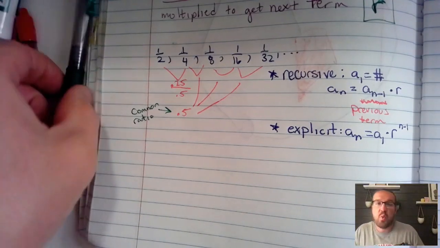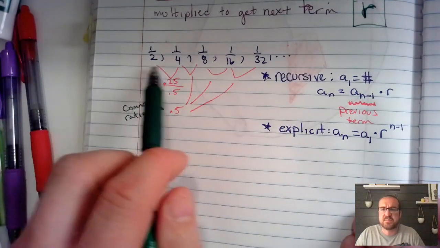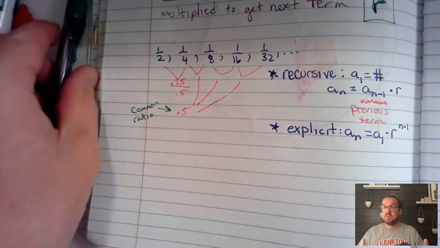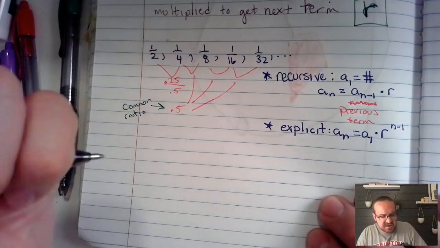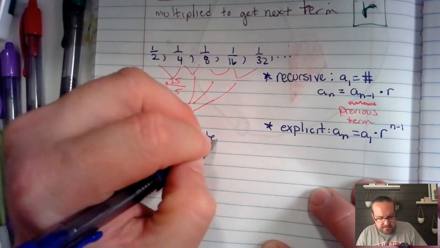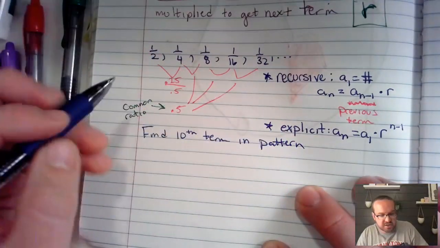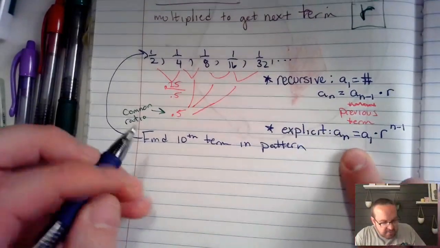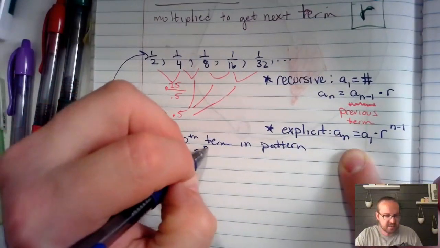Recall what we use the explicit formula for: I actually want to find a specific term in the pattern. This is going to be a very small number, but I might say I want to find the 10th term in this pattern here. The pattern I'm going to use is the one that starts right here with a half. So again, I'm going to write down my formula: a sub n equals a sub 1 times r raised to the n minus 1.